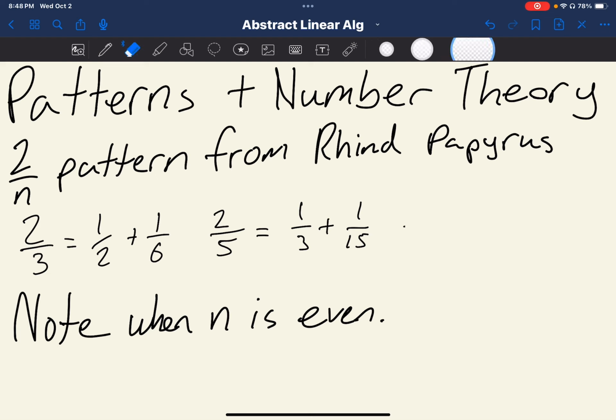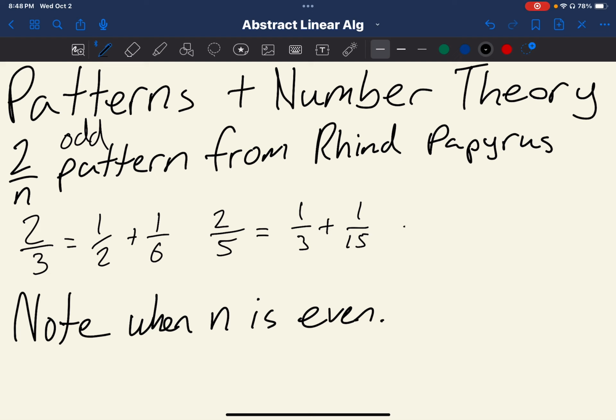I should specify this is for the odd. And down below, I will note when 2 over n is even. But for odd, if we look at 2/3, we have 1/2 plus 1/6. And 2/5, we have 1/3 plus 1/15. And let's try and analyze what kind of pattern might be going on here.